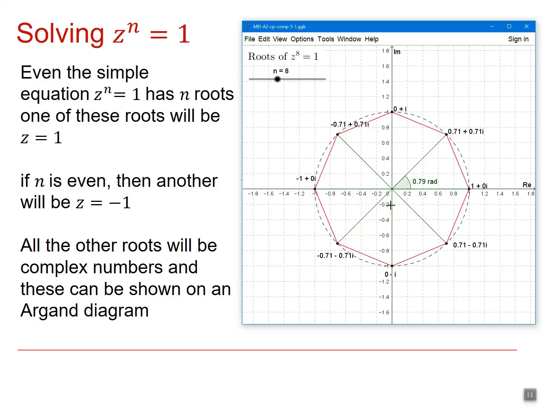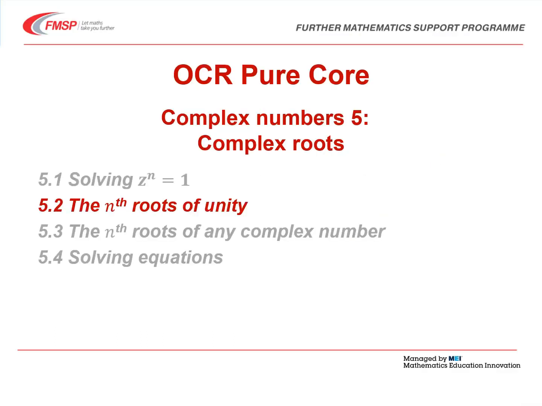There's actually a mirror symmetry about the real axis. These two are conjugate pairs, these two are conjugate pairs, and these two are conjugate pairs. Notice that all of the roots lie on a unit circle, and they're evenly spaced by the same angle around that circle. The next video in this sequence is 5.2, the nth roots of unity.